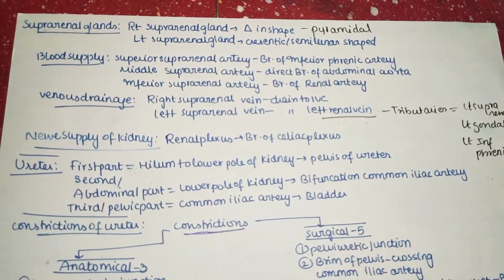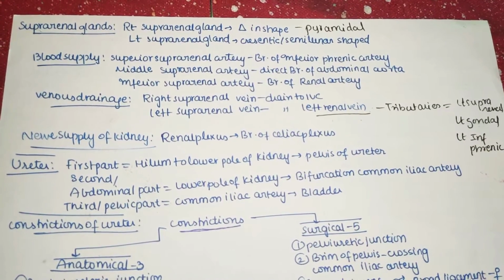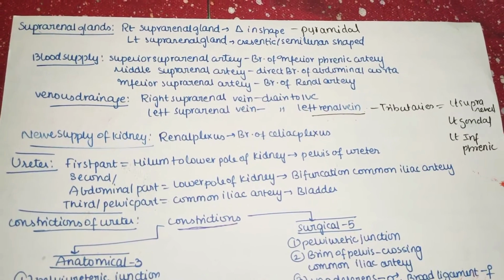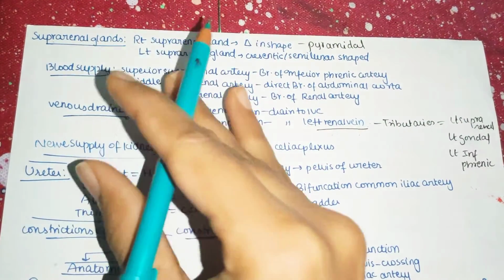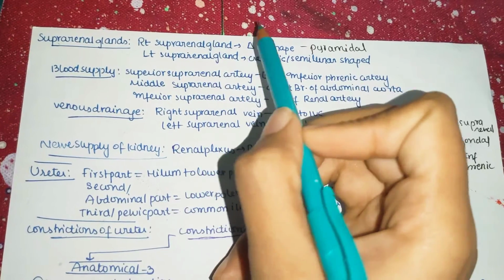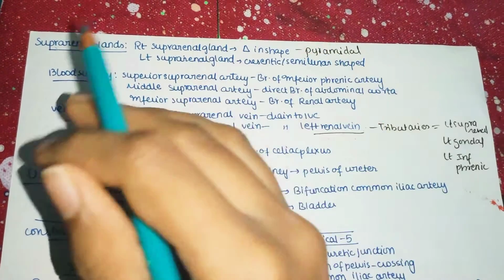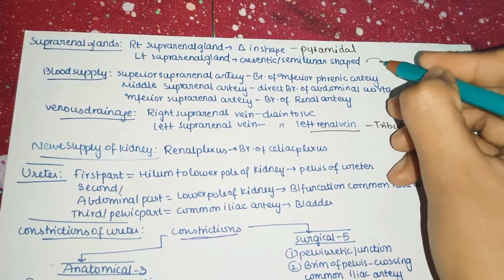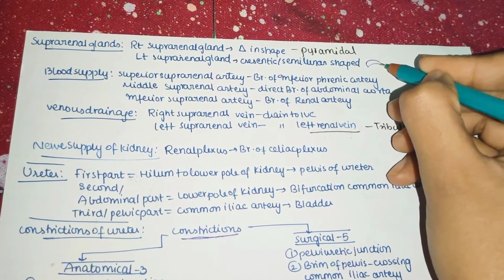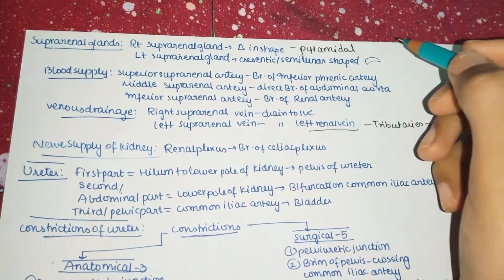Now let us discuss the suprarenal glands. So we have completed everything about kidneys. Now suprarenal. Suprarenal is on two sides, right and left side. But if you see on the right side, it is somewhat triangular or pyramidal shape. But if you see on the left side, it is crescentic or semilunar. So a semilunar shape on the left, and a pyramidal shape on the right.